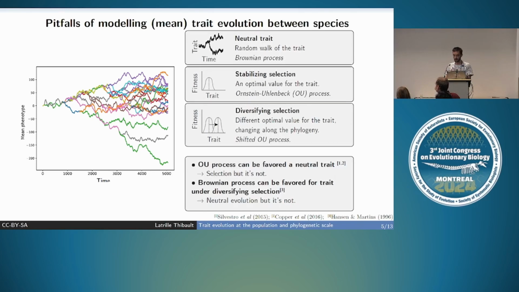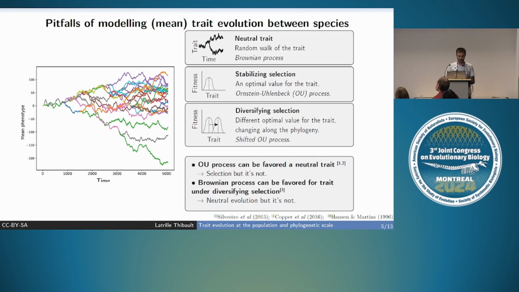But this has several problems, and they derive from the fact that an OU process can be favored for neutral traits. What it means is that you can find evidence for selection while there is none. So that's the first problem. The second one is the opposite: a Brownian process, mimicking the neutral one, can be favored for a trait under diversifying selection if you have changing optima, that is, too many optima. Meaning you can find neutral evolution while it's not, and on the opposite, you can find selection while there is none.